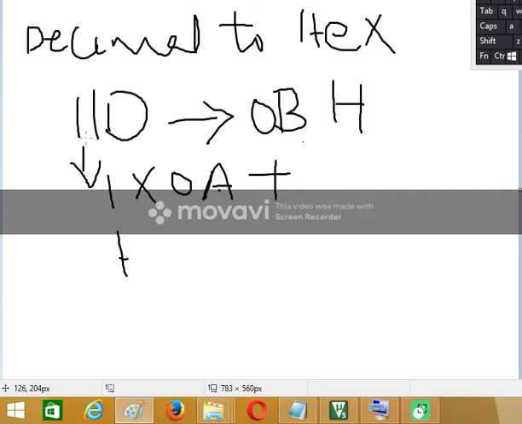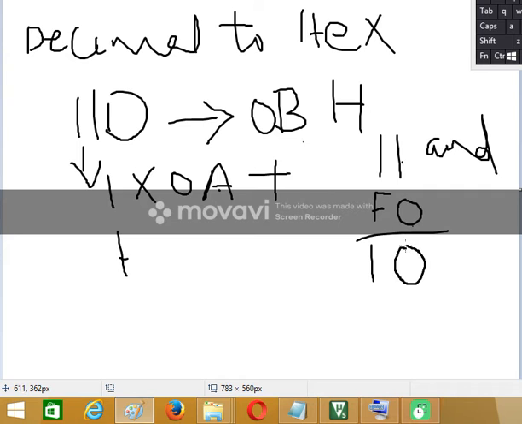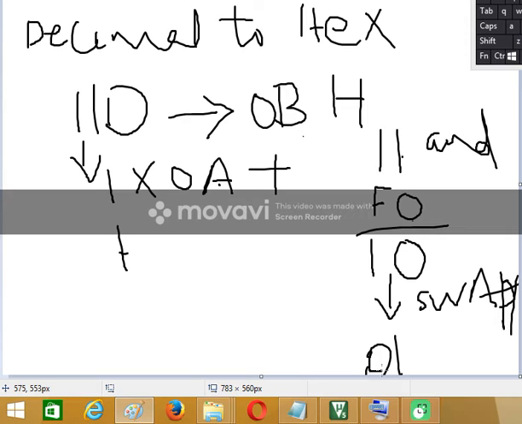So first you have to unpack. How will you unpack? Take 11 and AND it with F0. A number ANDed with F is the number itself, and ANDing with 0 gives 0. So you get 1 0. That is the tens place. So you have to swap it to make it 0 1. Then multiply with 0A, and add with the units place. This is what is to be done.